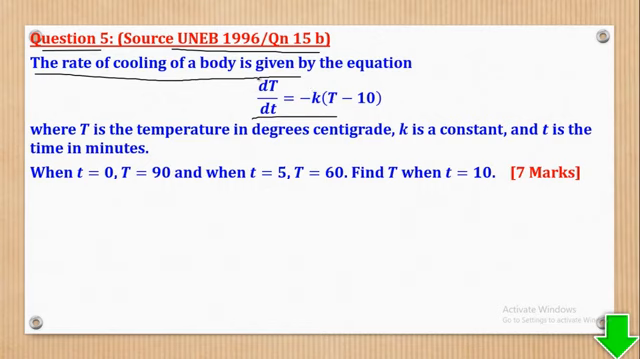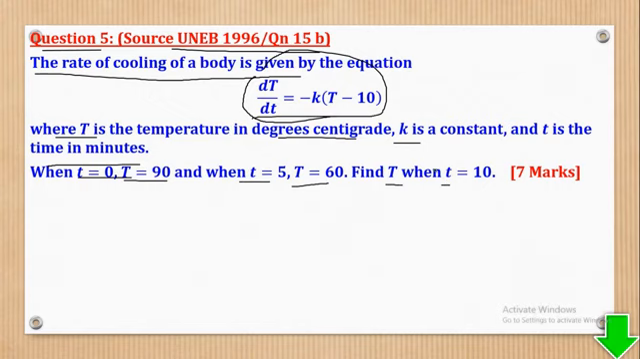So this time they have written for us the differential equation to solve, where T is the temperature in degrees centigrade, K is a constant, and t is the time in minutes. When t is equal to 0, T is 90. When time is equal to 0, temperature is 90. And when time is equal to 5, temperature is 60. Find the temperature when time is equal to 10 minutes.